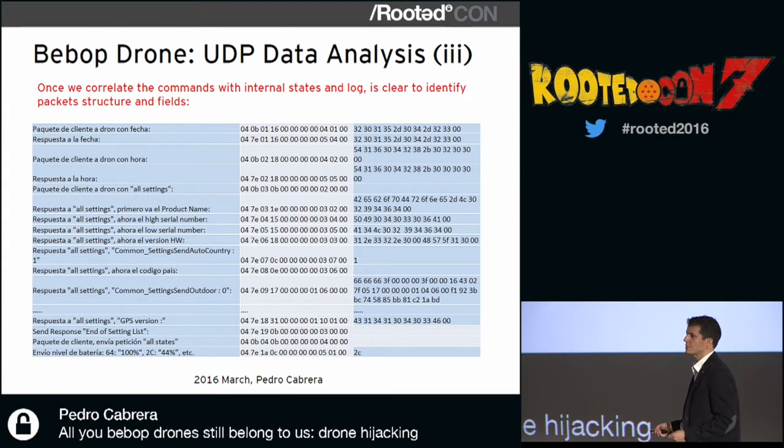The level of battery was included in this text file, which is a short sequence of characters, and the way it was codified was the percentage value translated into a hexadecimal value. The battery is 44. It's easy to follow.